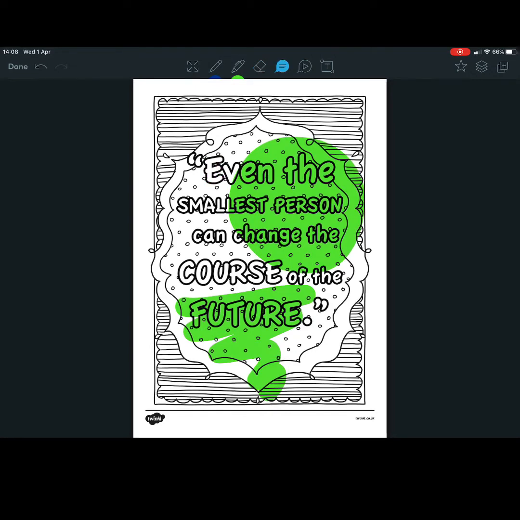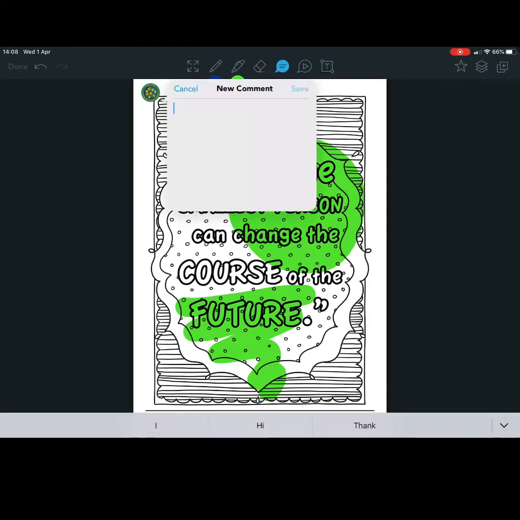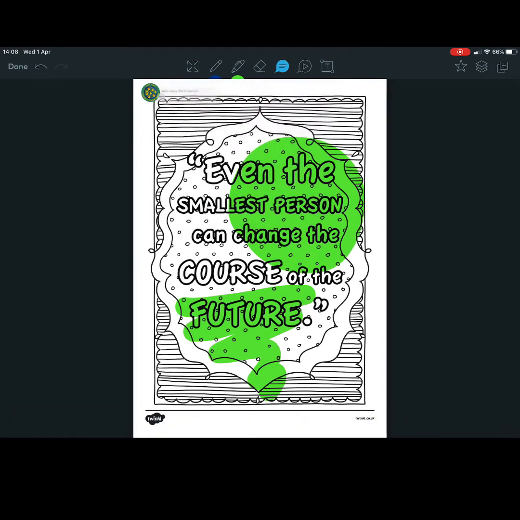I can even, using this text box, add a comment to my teacher. In this case it's Miss Glenn that has given me the work, so I could add a comment: I really enjoy this colouring. And you can send that. Click on the box and it will disappear. Click on it again and it will pop up.